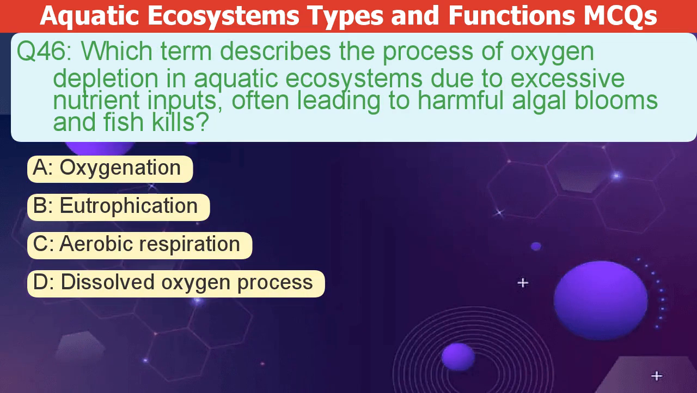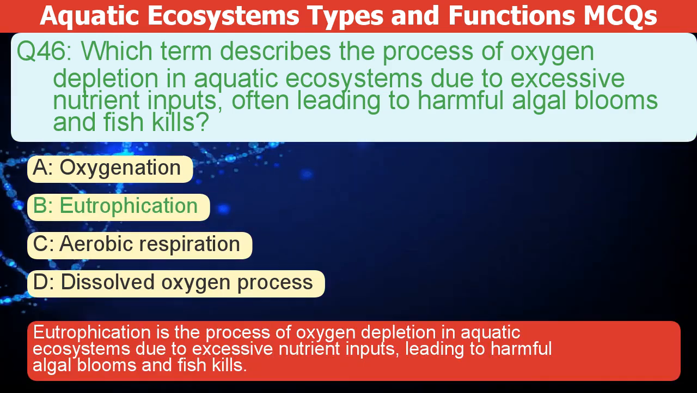Which term describes the process of oxygen depletion in aquatic ecosystems due to excessive nutrient inputs, often leading to harmful algal blooms and fish kills? A. Oxygenation. B. Eutrophication. C. Aerobic respiration. D. Dissolved oxygen process. The correct answer is B. Eutrophication is the process of oxygen depletion in aquatic ecosystems due to excessive nutrient inputs, leading to harmful algal blooms and fish kills.